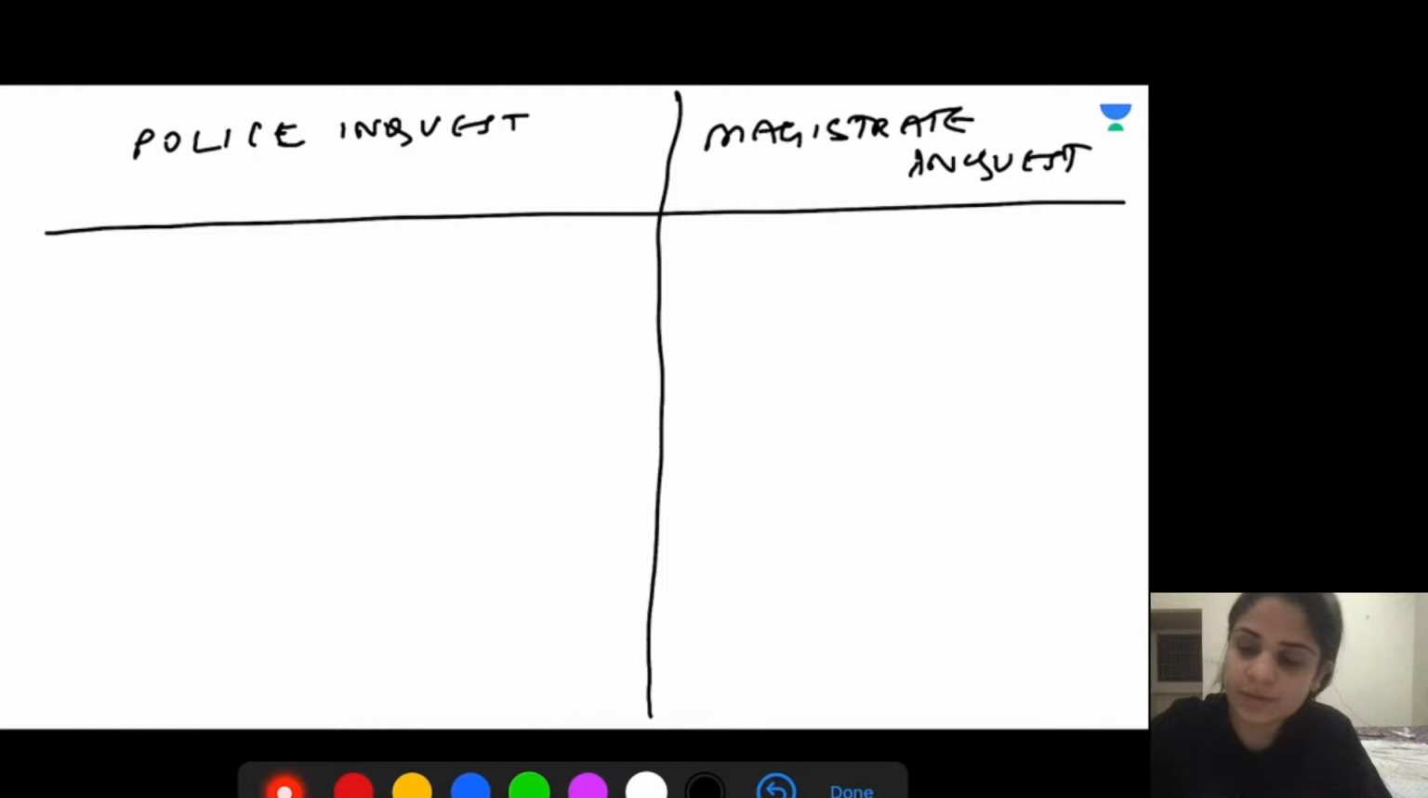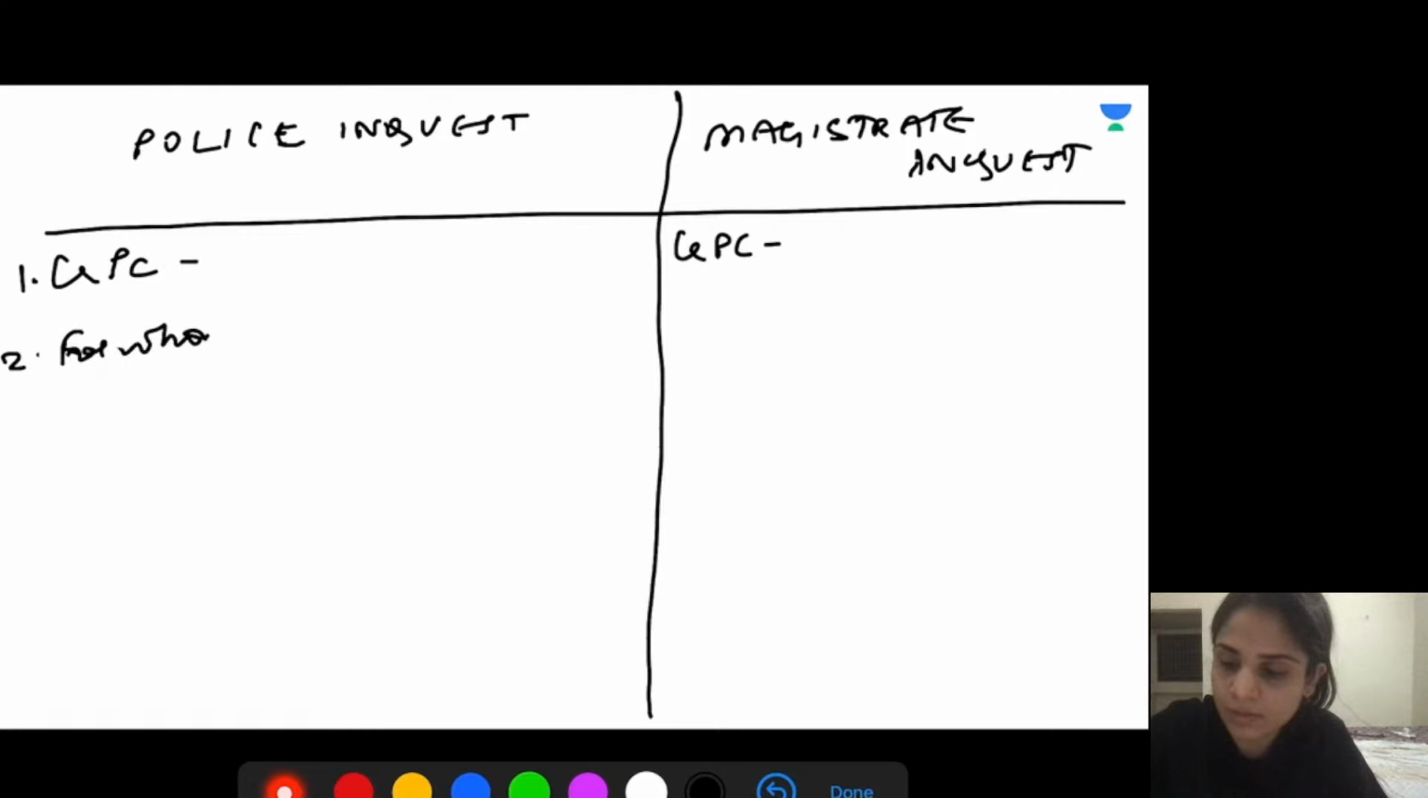Okay, so the first thing that I want from you guys is what is the criminal penal code for police inquest and what is the criminal penal code for magistrate inquest. The second point that I want is for whom it is done. Police inquest is done for whom and magistrate inquest is done for whom. And finally, who prepares the report in case of police inquest. So these are the 3 points that I need to know.